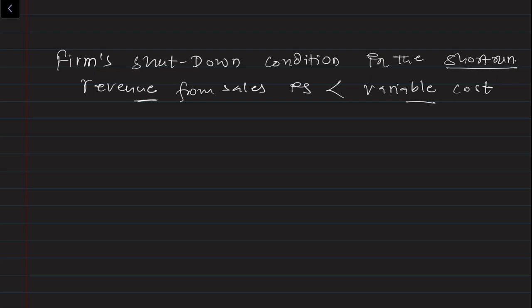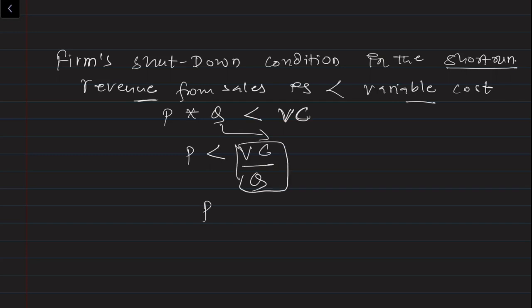Now what is revenue? So revenue is price times quantity. And what is variable cost? So let's write VC as the variable cost. Now you can transfer this Q to the right side. So P is less than variable cost divided by Q. Now what is this term? This is average variable cost, right? When you divide it by the quantity, that becomes average. So P is less than average variable cost.